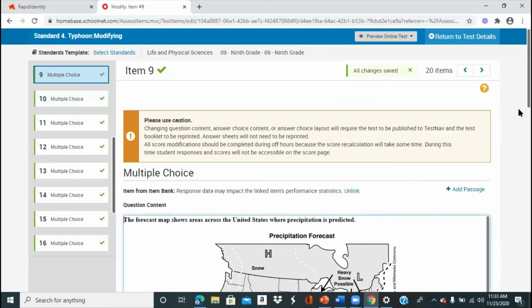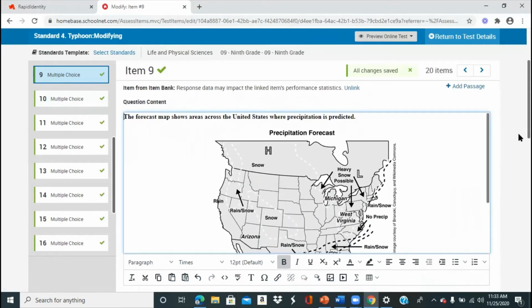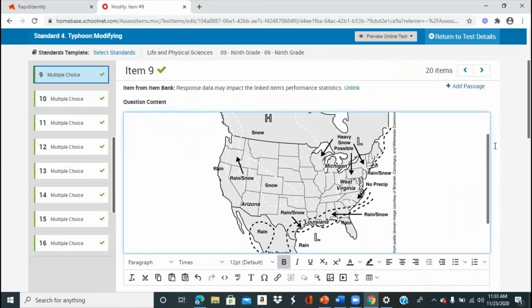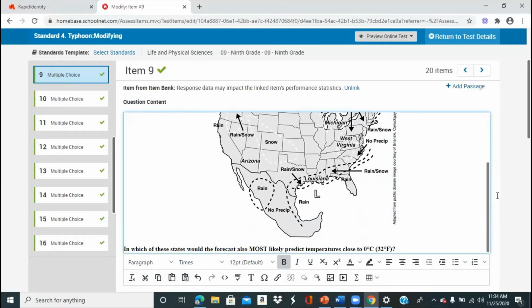Item number 9. In item number 9, the forecast map shows areas across the United States where precipitation is predicted. You've got high pressure, low pressure areas, and heavy snow possible in the locations pointed at by the arrow. And you've got rainfall and possible snow. There are also areas that show no precipitation at all. In which of these states would the forecast also most likely predict a temperature close to 0 degrees Celsius or 32 Fahrenheit?